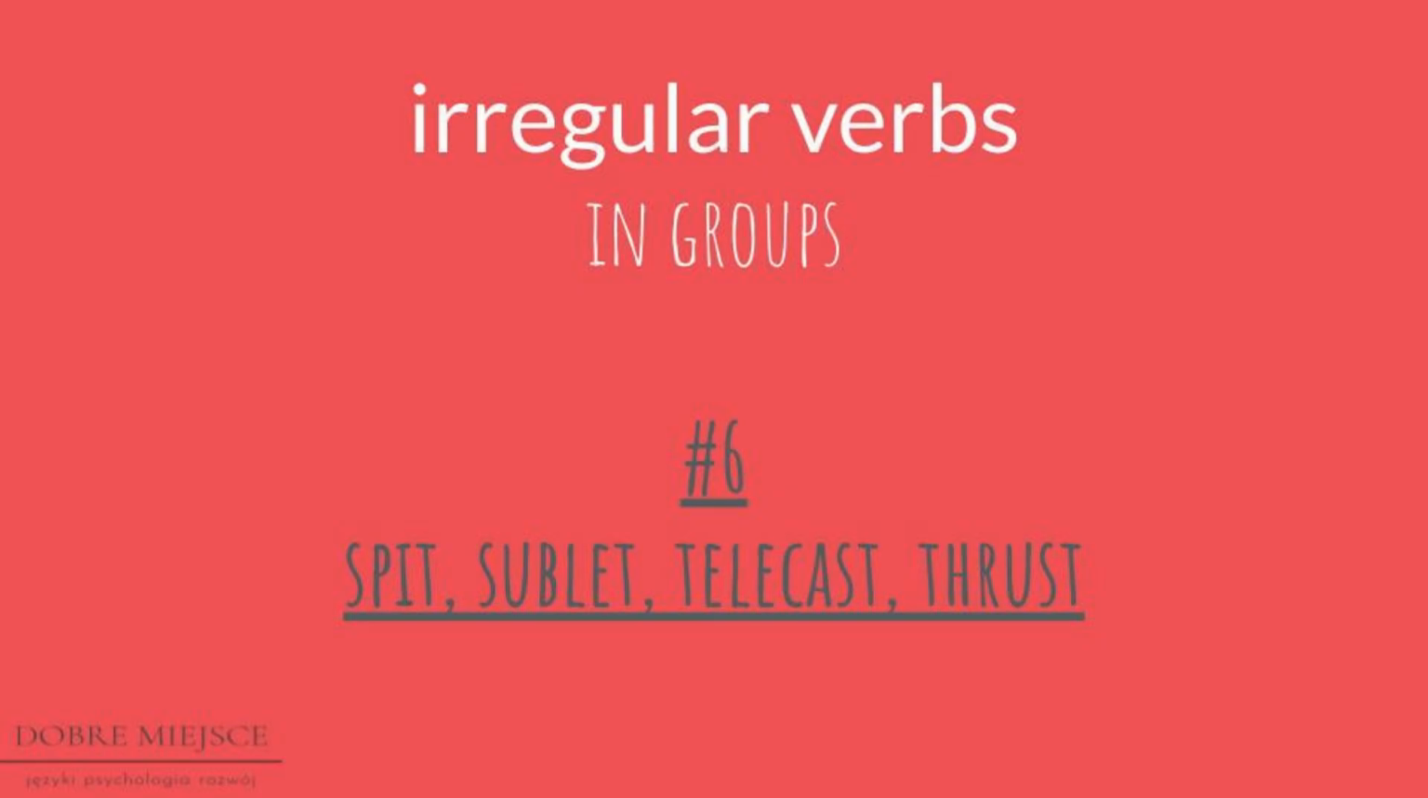Now you will hear 4 examples of irregular verbs listed in the following order. 1. The infinitive, so the basic form of the verb. 2. Past simple form. And 3. Past participle form. Examples.